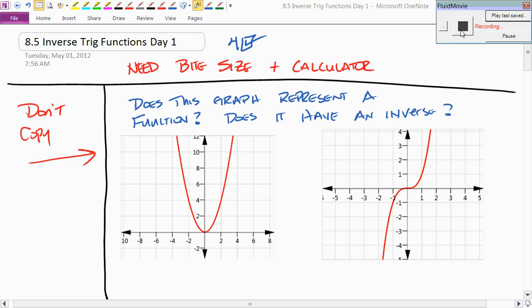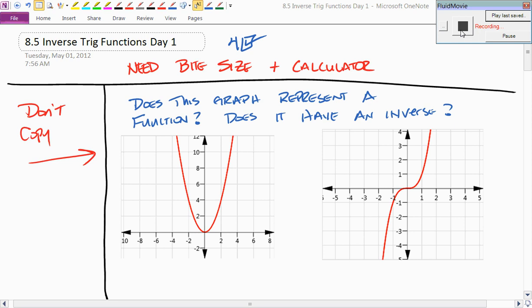Good. Let's go to this one. Does this represent a function? X cubed. Function. Thumbs up, thumbs down, thumbs sideways. There you go. Yes, this does represent a function. How come? It passes the vertical line test. Okay, second question. Back over here to the parabola. Does this function have an inverse?